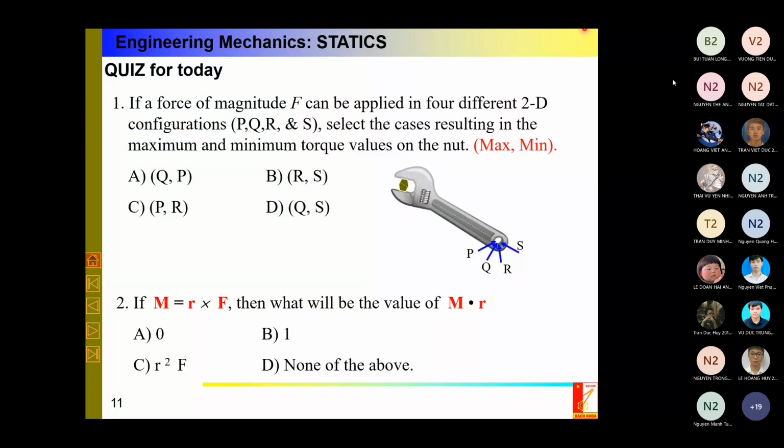First thing, you see that I have four positions of a force F. Position P, position Q, position R, and position S all explain the position of force F. Try to specify which position gives us the maximum and minimum moment to this knot. And the second question is the same. It is like here.